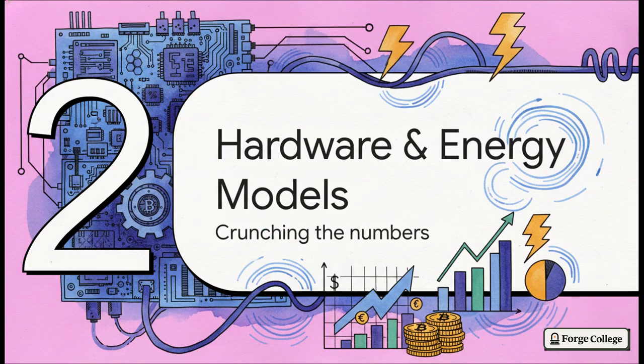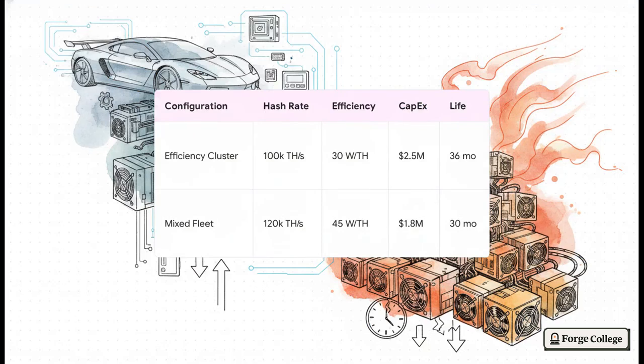Moving right along to Section 2, hardware and energy models. Time to spec out the hardware and run the actual numbers to see what it takes to power our factory floor. Your blueprint absolutely has to contrast at least 2 distinct hardware philosophies. Take a look at the efficiency cluster, for example. It's incredibly lean, running at 30 watts per terahash, but the capital expenditure is a hefty $2.5 million. It's basically the sports car of mining rigs.